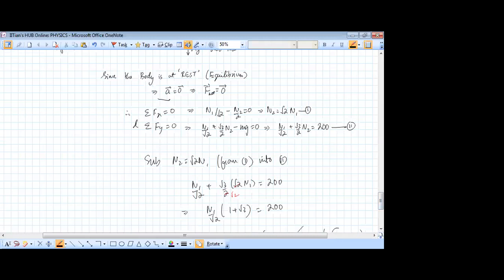See, this equation is like this, that N1 by root 2 is equal to N2 by 2. So yes, Snigdha and Manas, your answers are correct. Only that I have rationalized the denominator. It's fine. I mean, it's not always necessary to rationalize the denominator also.